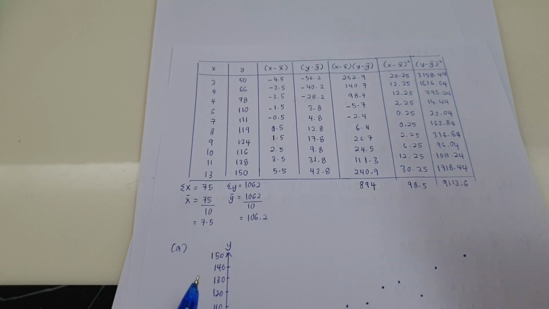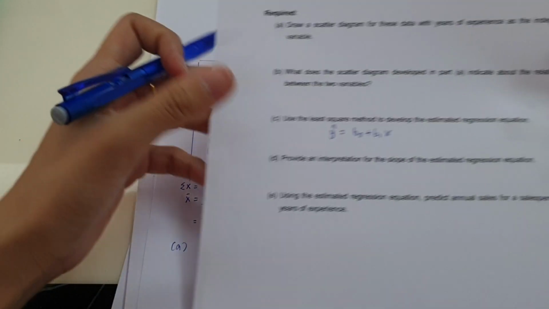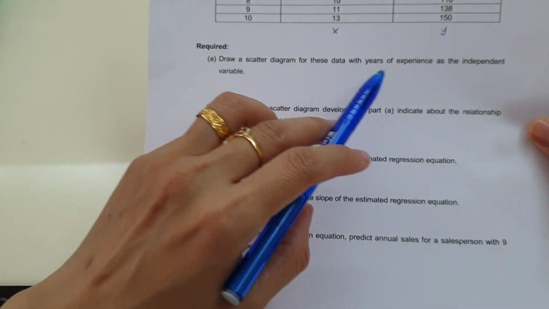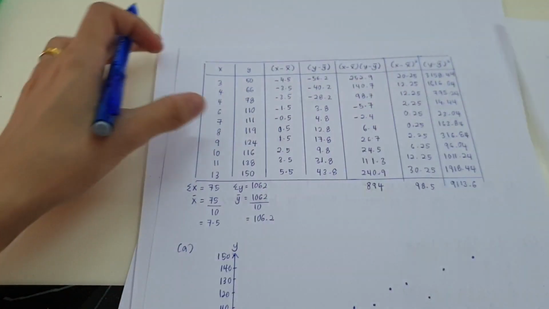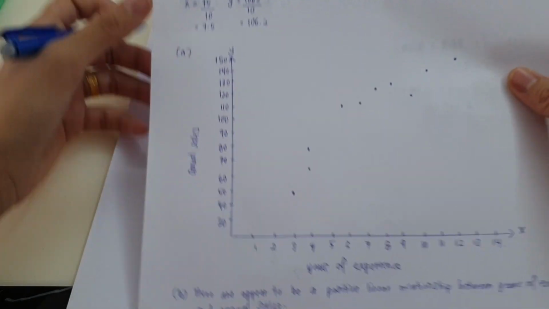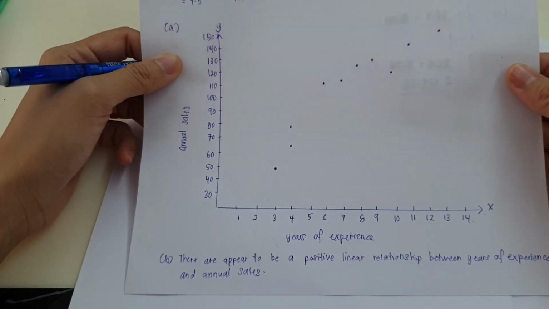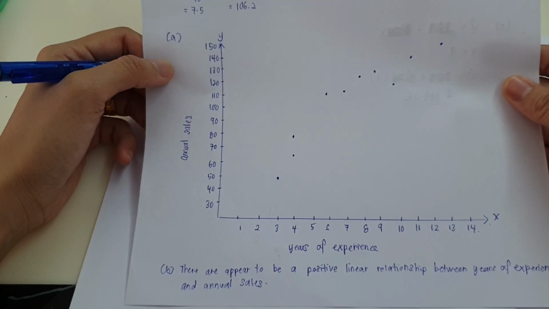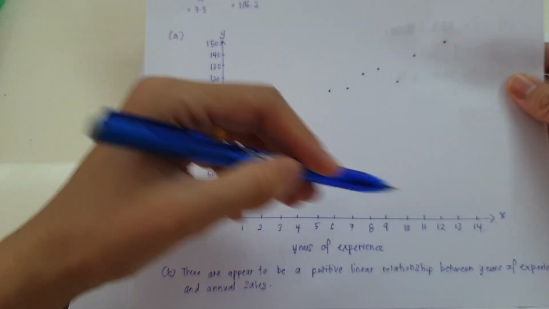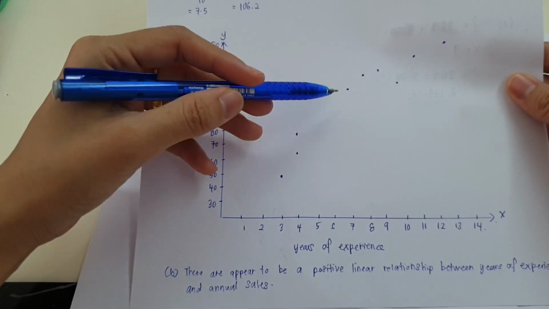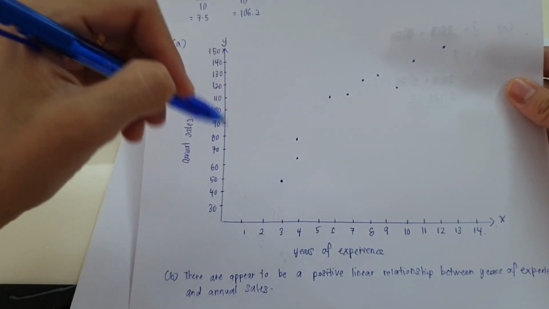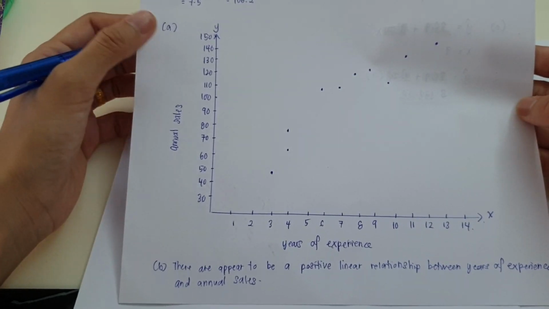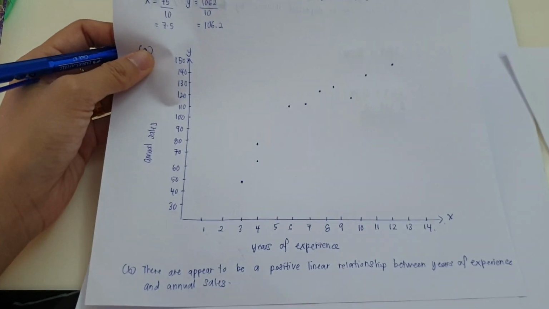Next, after you finish your table, we look at the first question: draw a scatter diagram with the years of experience as the independent variable. Since you are all already experts at doing the scatter diagram, it should be no problem, but please remember that a scatter diagram should be dots, not x. I think there should be no problem for you to do the scatter diagram.